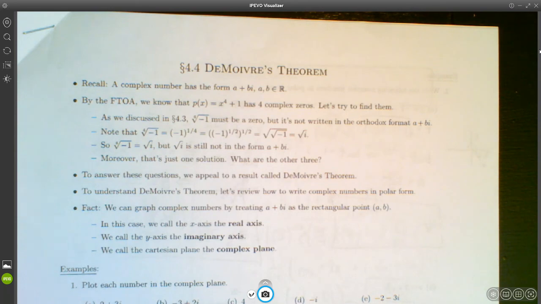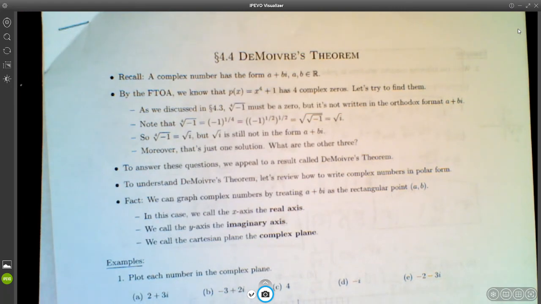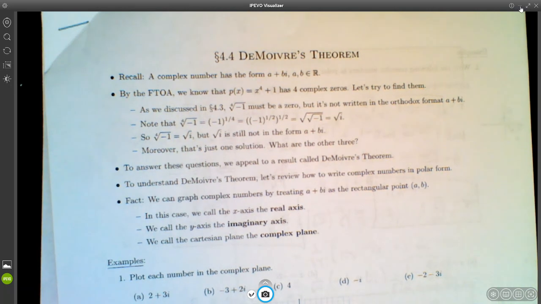But there you go. At this point in your mathematical career, you have all of the tools in your toolkit that I know of for finding zeros of polynomials. So that's pretty cool. You've come a long way. So I'll see you in the next section.